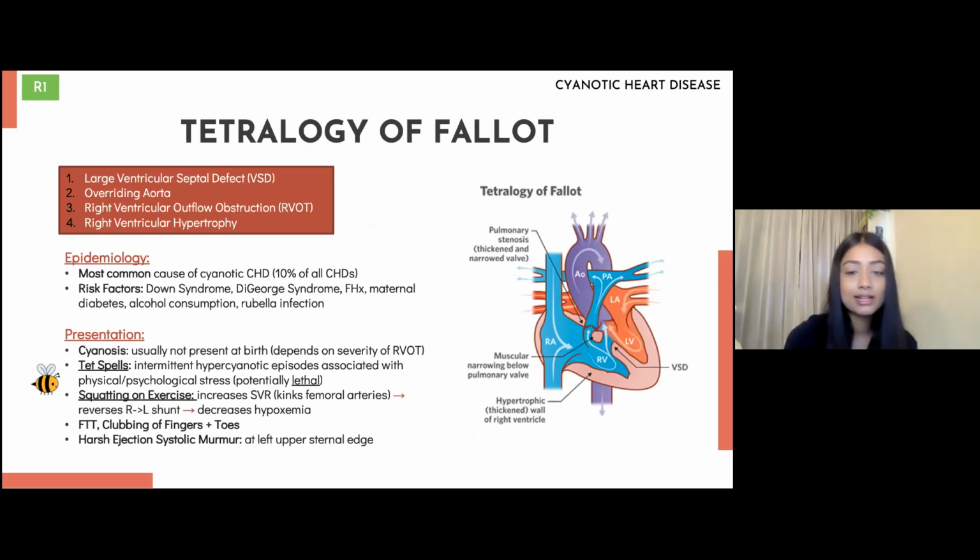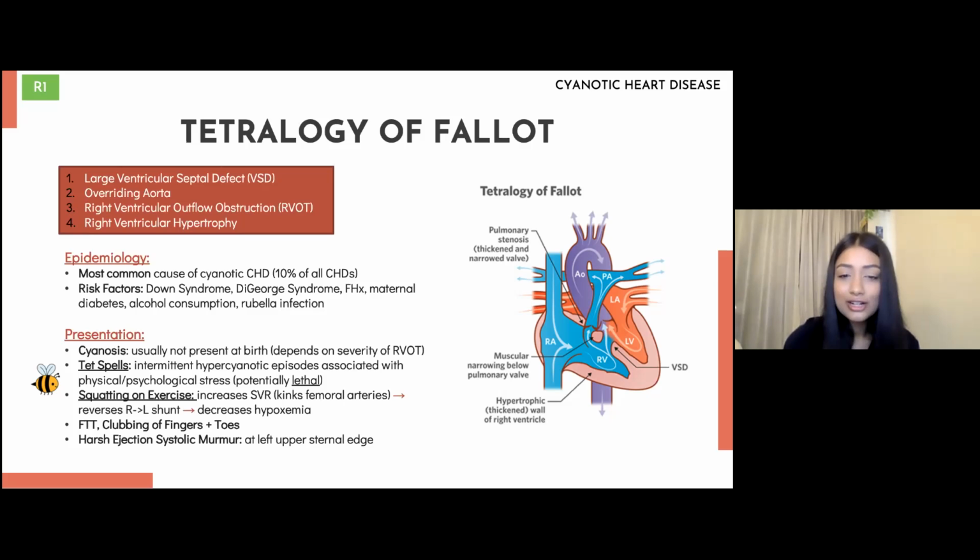Okay, so we'll start with the tetralogy of Fallot. It's the most common cause of cyanotic heart disease and is associated with some genetic conditions, so Down syndrome or DiGeorge syndrome, which is also known as 22q11 deletion syndrome. It's also associated with some maternal risk factors, such as a family history or predisposition to tetralogy, maternal diabetes or alcohol use, or rubella infection. So I guess we're thinking about toxins during pregnancy that could have affected fetal embryonic development.